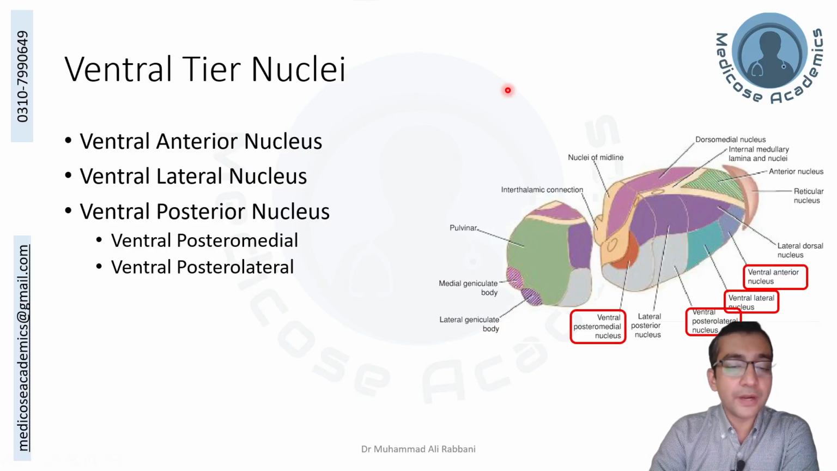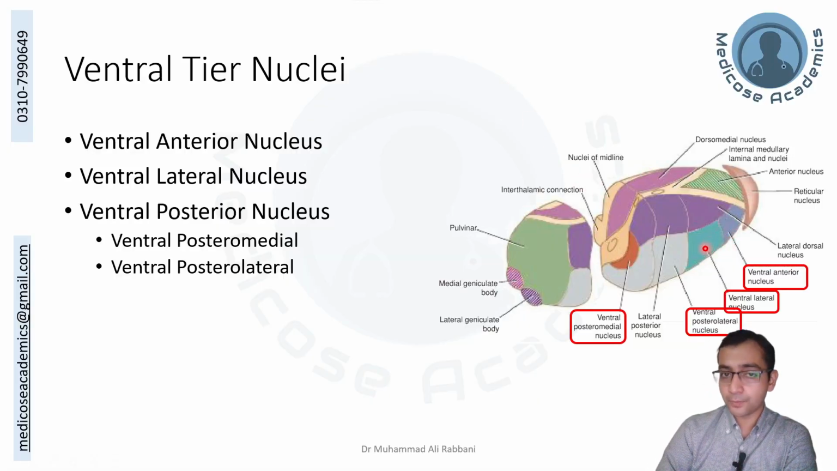Now this brings us to the ventral tier nuclei, and that will include the ventral anterior nucleus, the ventral lateral nucleus, and the ventral posterior nucleus, that is further divided into ventral posterolateral and ventral posteromedial.